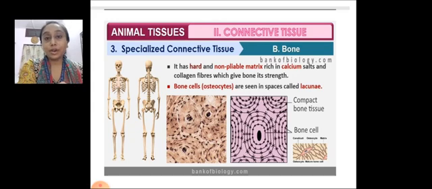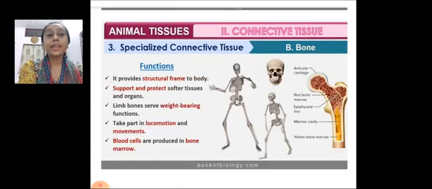Now these cells, the osteocytes which are present in the lacuna, start releasing the matrix surrounding them. In the image you can see this matrix being secreted layer by layer, and that is forming so many concentric rings surrounding the bone cell, right?